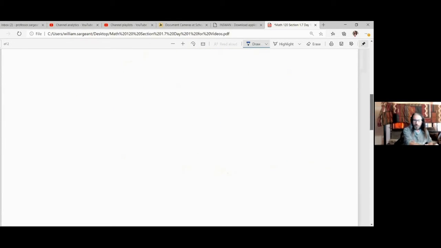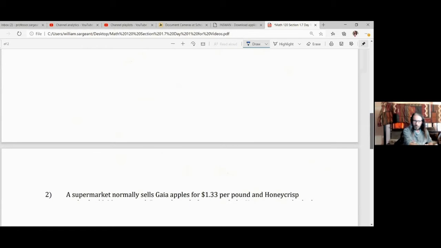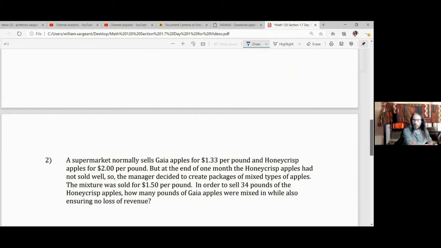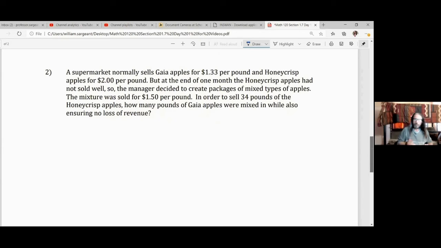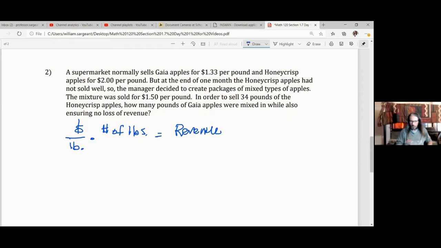So now on to the second question. A revenue for a store on a particular item would be, in this case, price per pound times number of pounds, which would give us the revenue that they are earning in dollars.